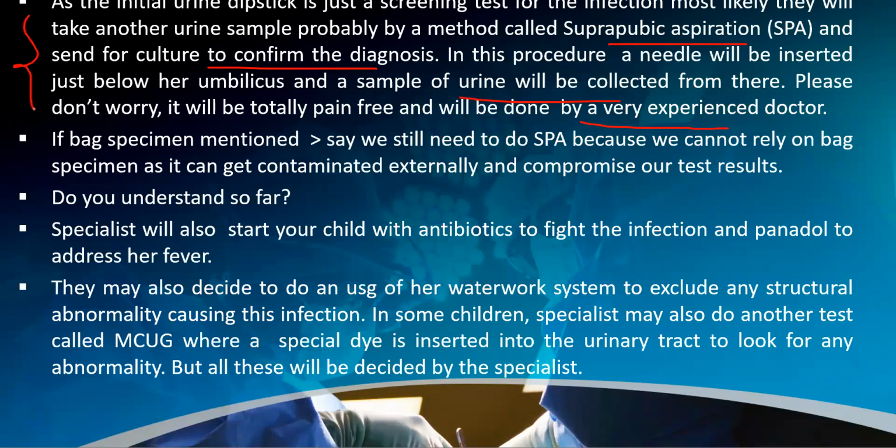So that's the thing, because it's a 9-month-old child, you can't rely on a urine dipstick to confirm the diagnosis. So especially for any child less than 1 year old, you have to do a suprapubic aspiration to confirm the diagnosis. And you can't do it in a GP setting, so you have to send the child to the hospital.